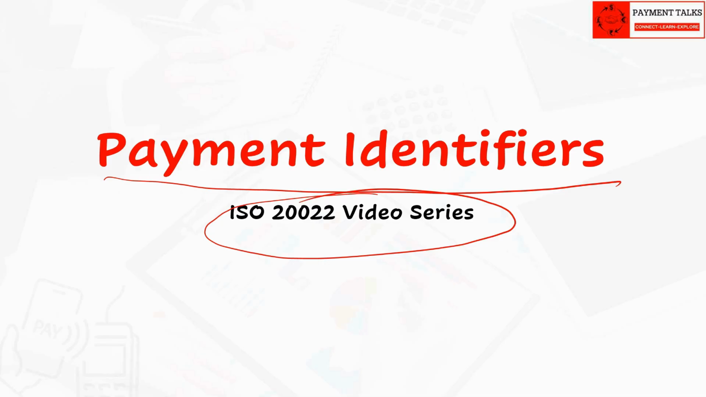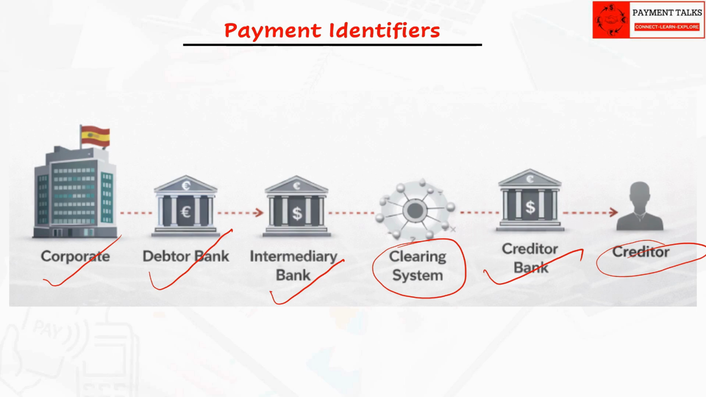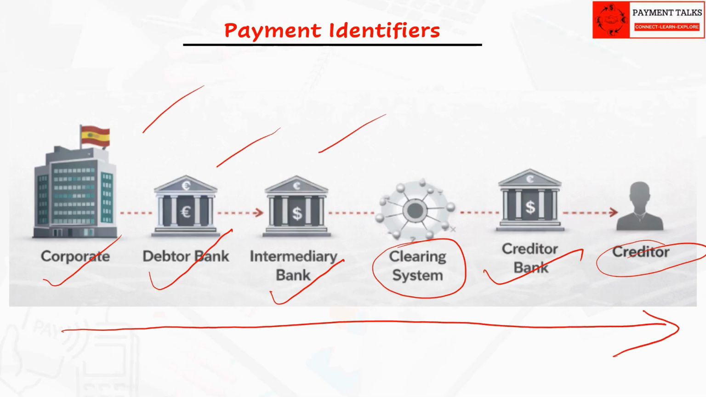Every payment that moves through the financial system carries a story. A corporate in Spain initiates a payment. It travels through a debtor bank, an intermediary bank, a clearing system, and finally reaches a creditor bank in the Netherlands or the United States. Along that journey, multiple parties handle the same transaction, each generating their own records, their own logs, their own reconciliation entries. Now ask yourself, how do all these parties know they are talking about the same payment?